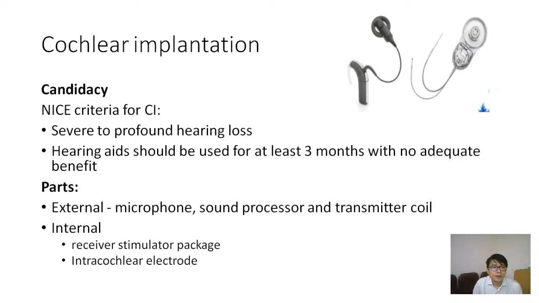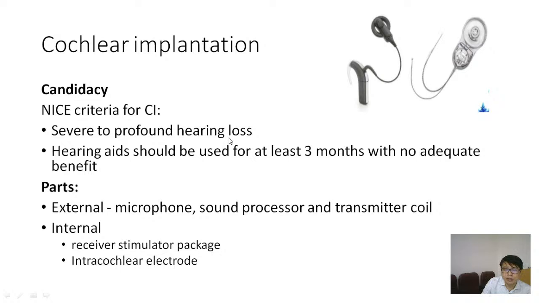Next surgery, an important surgery in the ear which is done for hearing, is cochlear implantation. This is mainly done for those types of hearing loss in which we cannot amplify with a hearing aid, like severe to profound hearing loss, where we have used a hearing aid and there is no adequate benefit for 3 months. We can do it in the prelingual as well as postlingual.